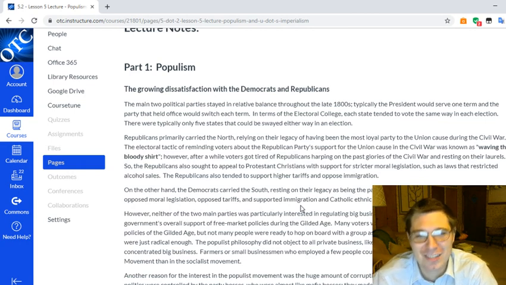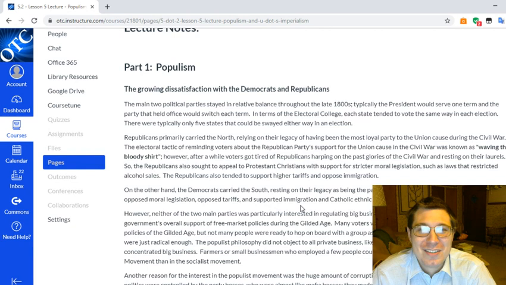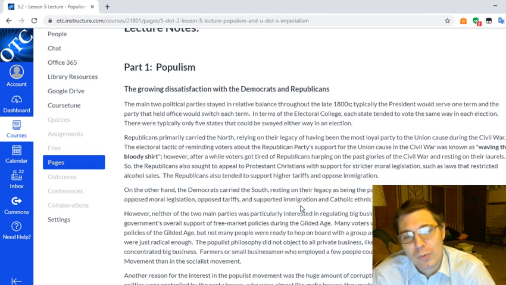However, after a while, voters got tired of Republicans harping on the past glories of the Civil War and resting on their laurels. So the Republicans also sought to appeal to Protestant Christians with support for stricter moral legislation, such as laws that restricted alcohol sales. And the Republicans also tended to support higher tariffs and to oppose immigration.